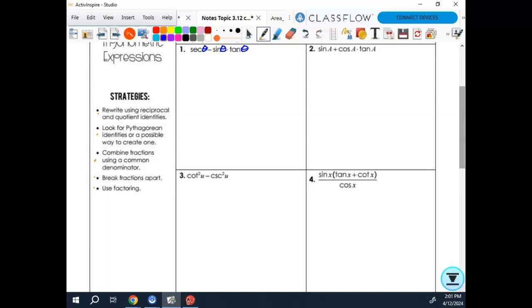So if you can't do those types of things, then the next one is usually to rewrite it, and you don't want to rewrite everything, because if you change everything every time, then you're never going to get anywhere. But most of the time, and it depends on the question, we're just going to change things to sine and cosine and see if that helps us. So what's a different way I can write secant? 1 over cosine. So I'm going to make this 1 over cosine theta minus, which means I'm going to leave sine theta as sine theta. And then what's another way to write tangent? Sine over cosine. Good.